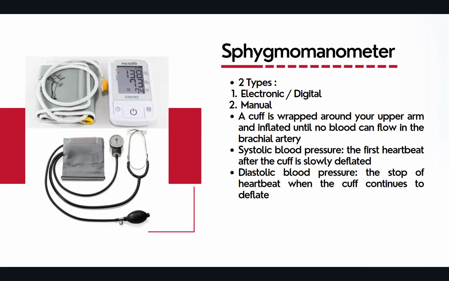Basically, a sphygmomanometer works when a cuff is wrapped around your upper arm and inflated until no blood can flow in the brachial artery located in the arm. Then the systolic blood pressure is detected when the first heartbeat is heard after the cuff is slowly deflated, and the diastolic blood pressure is when the heartbeat stops as the cuff continues to deflate.